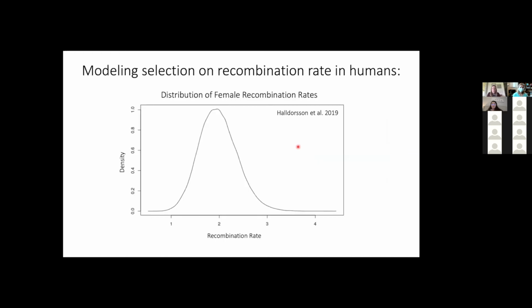And so Austin's built this model. He's done a great job using some pretty awesome computer programming skills to modify a program to simulate the evolution of recombination rate. And he's applying that model to human data. So there's this great data set on within population variation in humans from Iceland. And here you can see a distribution of female recombination rates from that study.